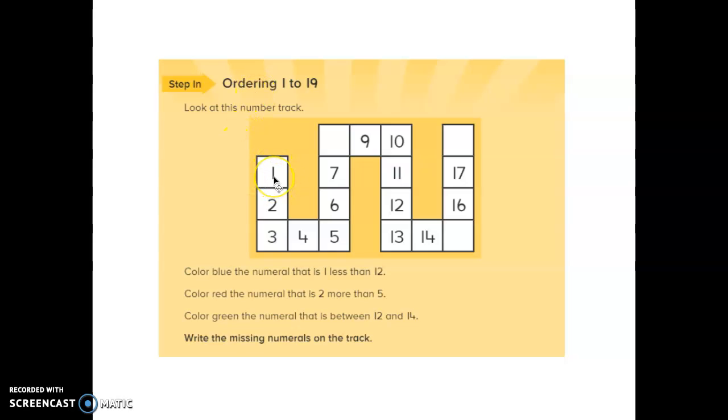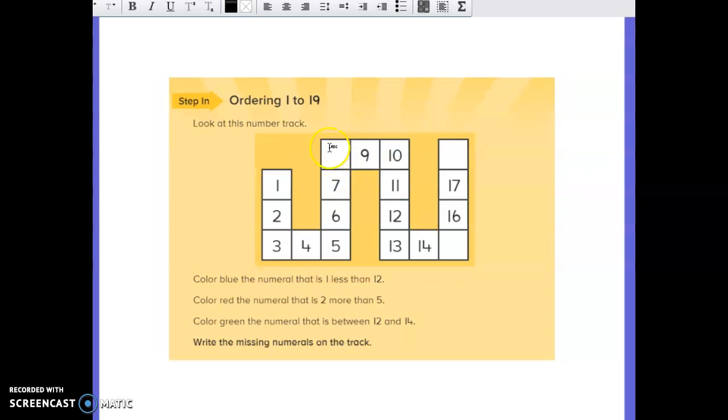So look at this number track. We've got 1, 2, 3, 4, 5, 6, 7, blank. What number comes after 7? The number 8. So I'm going to put 8 in the box here. 9, 10, 11, 12, 13, 14. Oh, another number is missing, but after 14 comes 15, 16, 17, 18, 19. So now we've organized our numbers in order from 1 to 19, and it gives you some instructions down here.